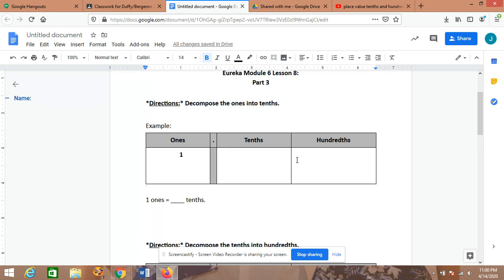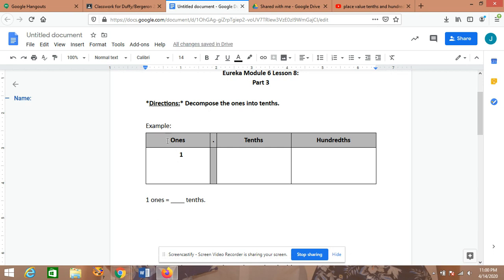I don't know if it was a problem with Google Classroom and when you submitted it, it wasn't saving or something. I'll try to figure out why that was happening. But make sure you're doing out these decompositions because it's going to help you see the relationship between the ones, tenths and hundredths.